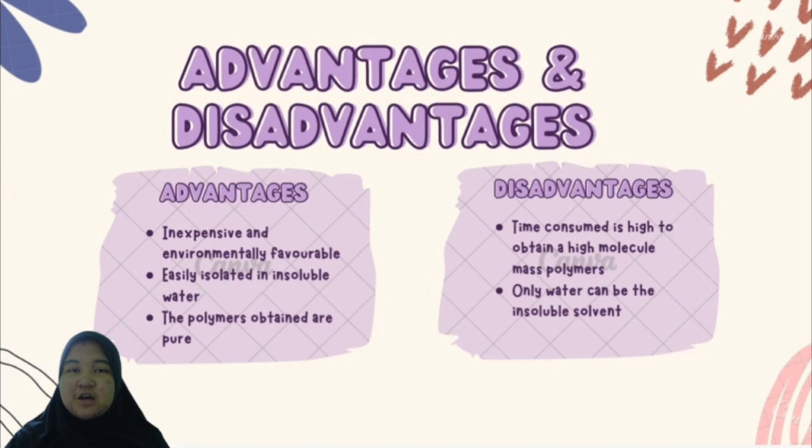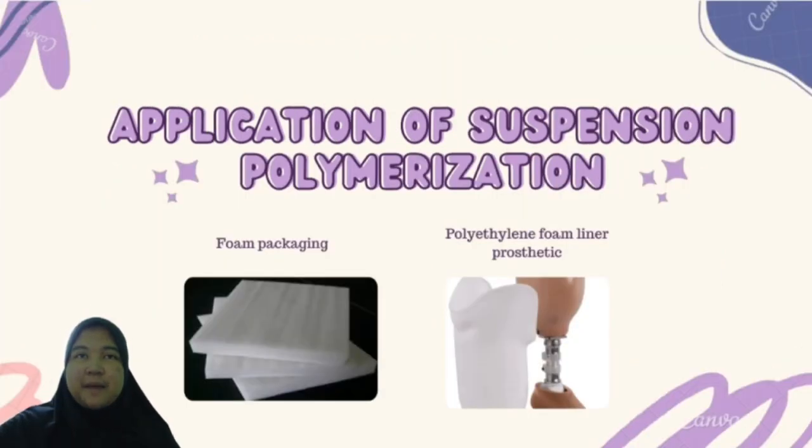The advantages of suspension polymerization are that it is inexpensive and environmentally favorable, easily isolated in insoluble water, and the polymers obtained are pure. The disadvantages are that the time consumed is high to obtain high molecular mass polymers, and only water can be the insoluble solvent. These are some applications of suspension polymerization.